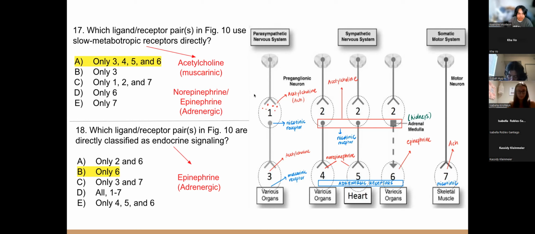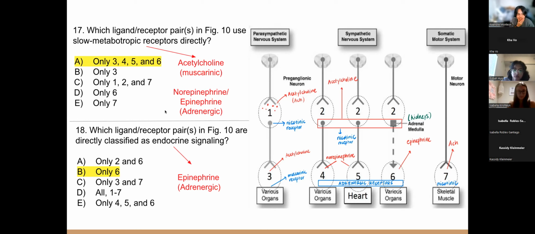Another case is when norepinephrine binds to its receptor. Norepinephrine binding is another example of a metabotropic receptor. On this chart, we can see that acetylcholine at the muscarinic receptors is listed as number 3. And when norepinephrine binds to adrenergic receptors, that causes metabotropic effects, which is listed as 4, 5, and 6. So for this case, the answer is A.